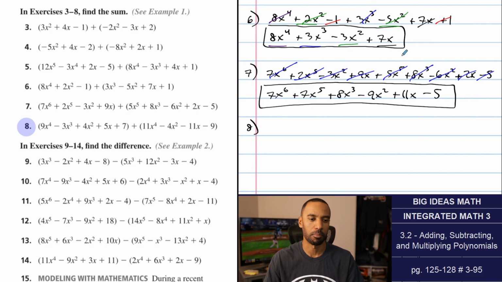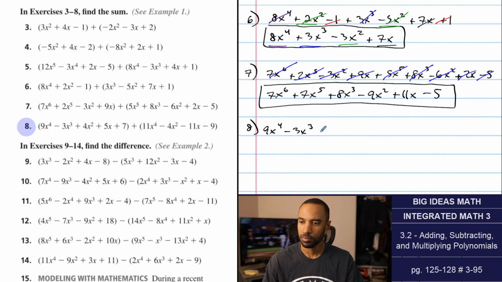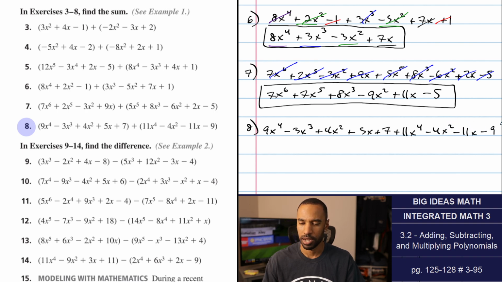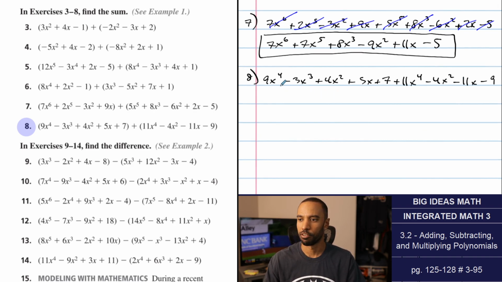I will not do that for number 8. Number 8, I'm just going to go straight into it. Still standard form. Plus the positive, plus the negative, plus the negative, plus the negative. Okay, x to the 4ths look to be first. 9 and 11 add to 20.